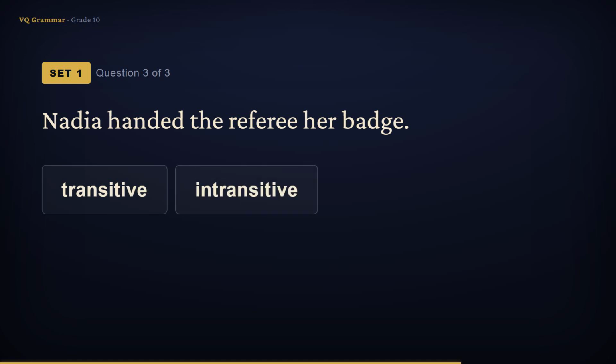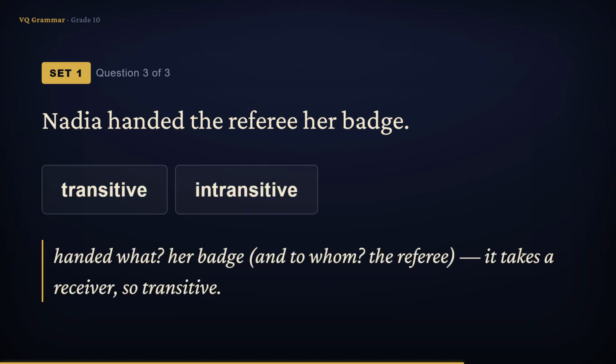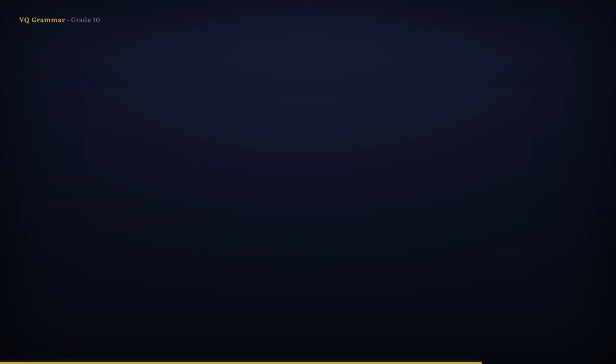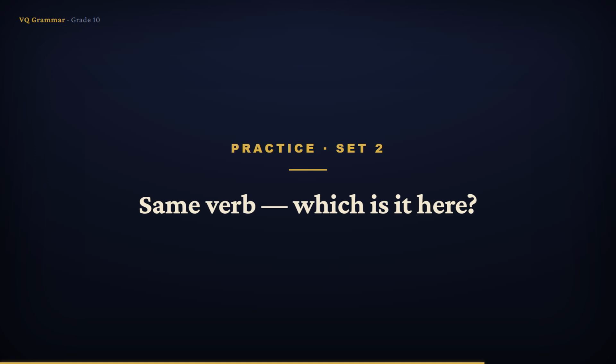Nadia handed the referee her badge. The verb is handed. Handed what? Her badge. And handed to whom? The referee. Words answer both questions, so this verb is transitive. One more set, and here's the challenge. Some of these verbs can go either way, so don't decide by the verb alone. Look at each sentence and ask what or whom. Pause and choose before I answer.